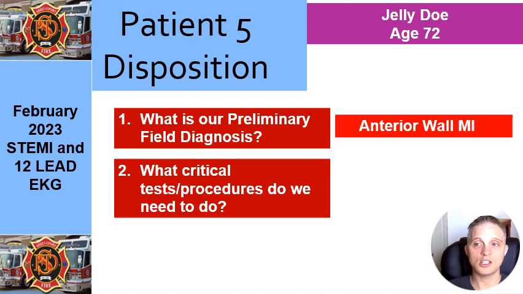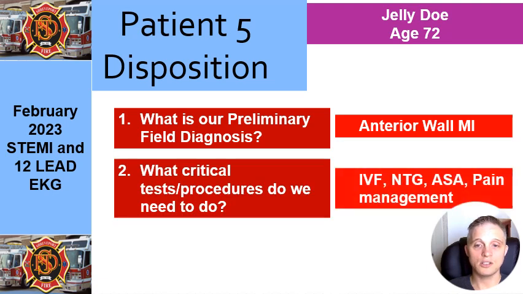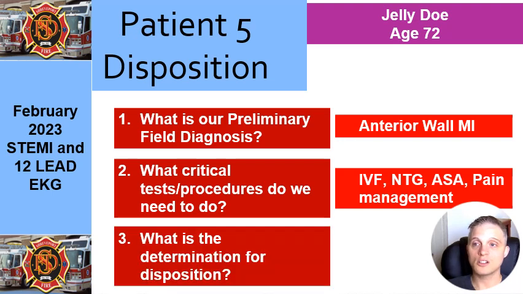And then what critical interventions do we need to do? IV fluid, nitroglycerin, aspirin, pain management. Make sure you keep their blood pressure greater than 100 systolic. Don't blow them out with the nitro and cause steal. And that's how you do that, even if it's not an inferior. If the blood pressure is too low to sustain and you make it go even lower, you're going to have a problem. So what is the determination?